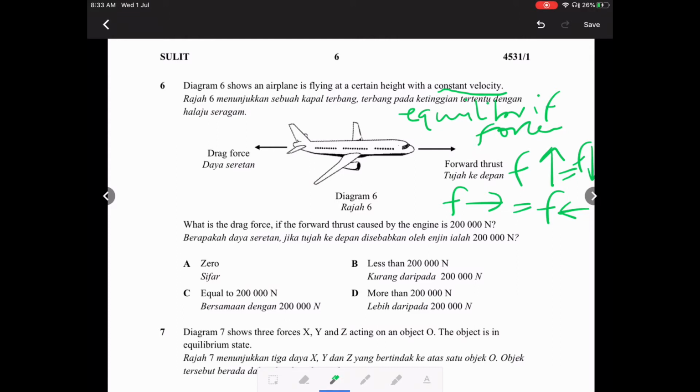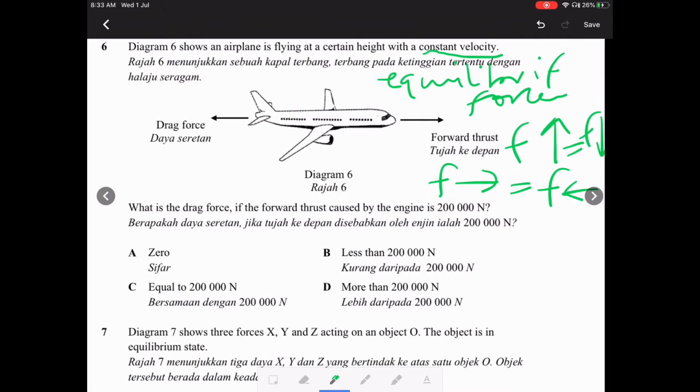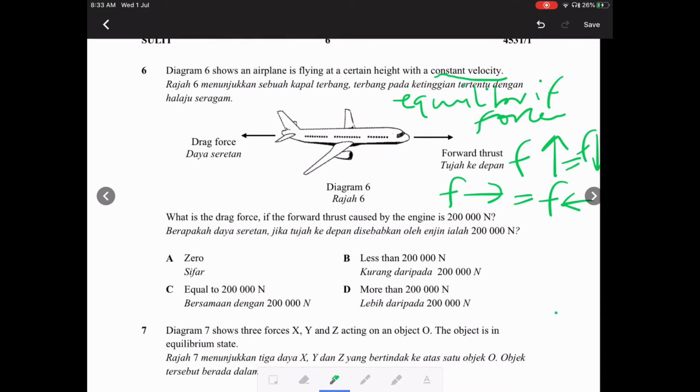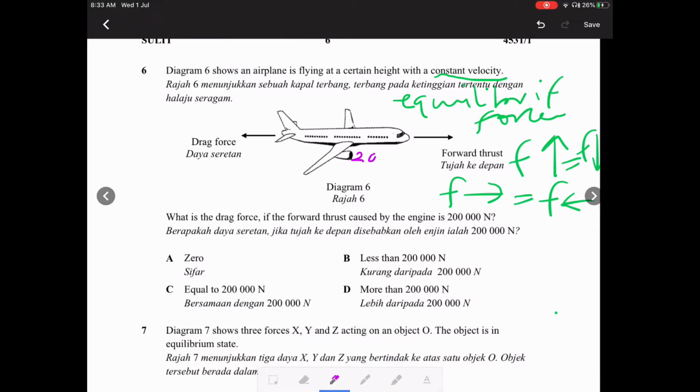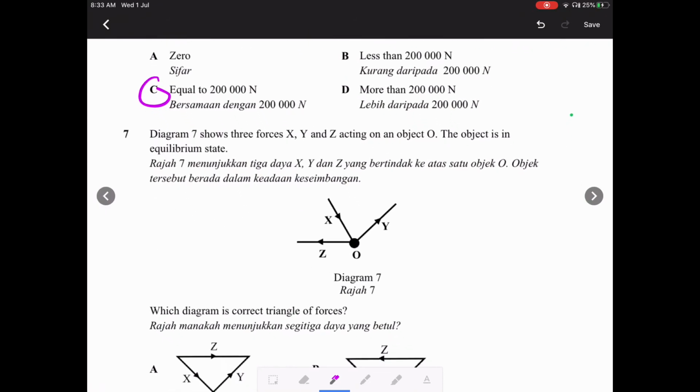Okay, so kita tengok. When the drag force is, what is the drag force? Is the forward thrust caused by the engine is 200,000 Newton. Jadi bermakna dia bagi daya tujah yang menyebabkan forward thrust ni, nilai dia ialah 200k Newton. So dia dah cakap dalam constant velocity, maknanya drag force dia akan sama nilai dengan yang ni. So, equal to 200,000 Newton. Okay? The answer is C.